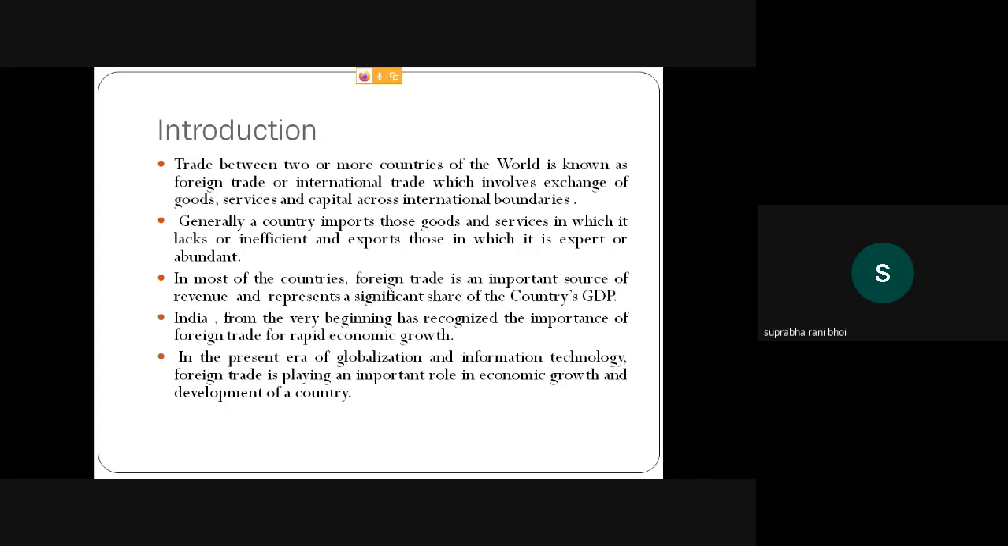Similarly, we export some goods and services which we are producing in sufficient amount.